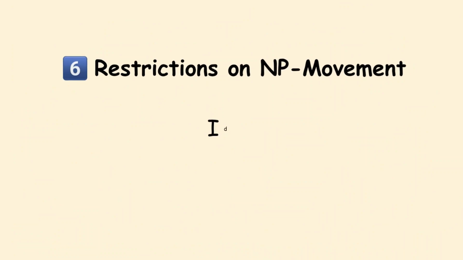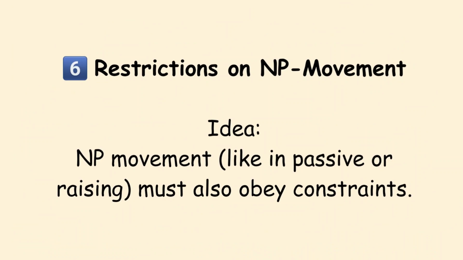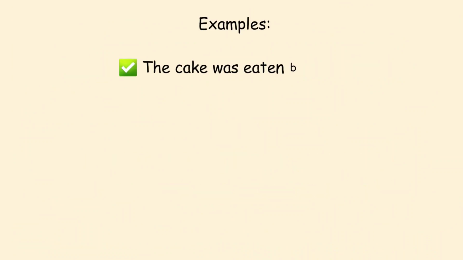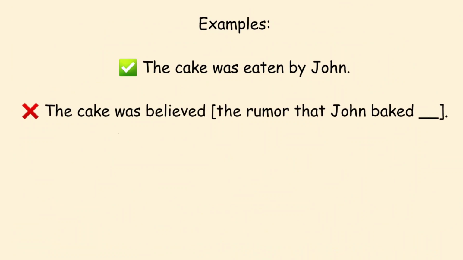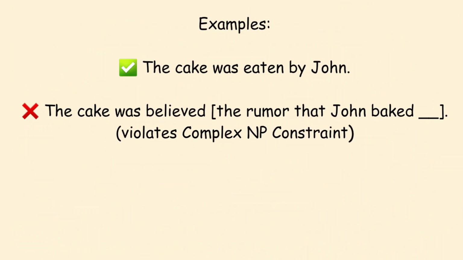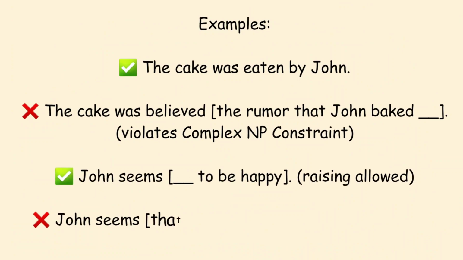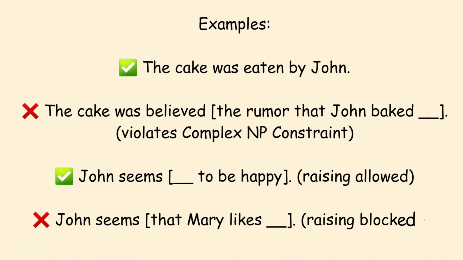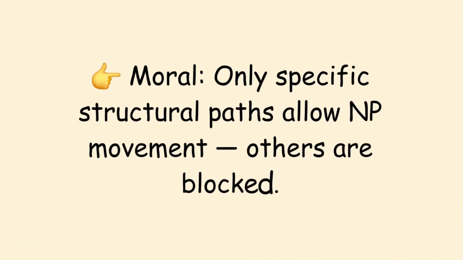Sixth, restrictions on NP movement. NP movement, like in passive or raising, must also obey constraints. Examples. The cake was eaten by John. Is correct. The cake was believed, the rumor that John baked. Is wrong as it violates complex NP constraint. John seems to be happy. Is correct as raising allowed. John seems that Mary likes. Is wrong as raising blocked by tensed clause. Only specific structural paths allow NP movement, others are blocked.